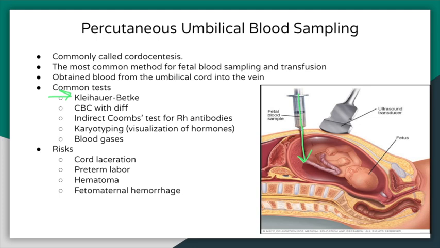All right. They can do indirect Coombs, karyotyping, blood gases, and a CBC, but there's risk here with this as well. If your patient is Rh negative, with all of these tests, you would assess her Rh status, and then once it's confirmed that she's Rh negative, she would get a shot of RhoGAM.